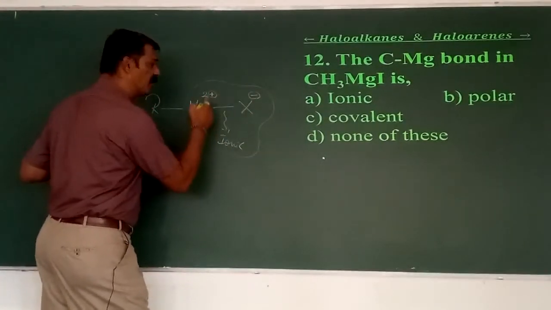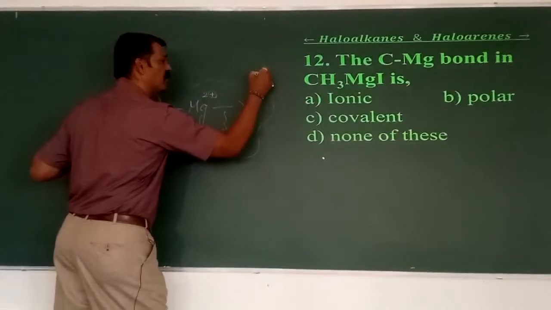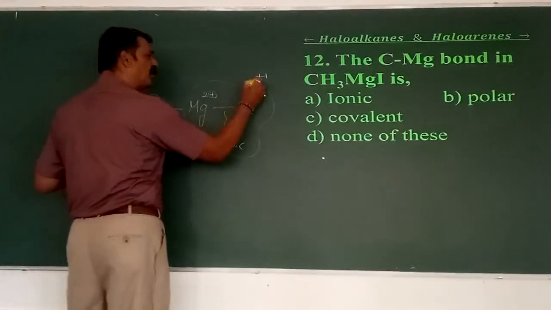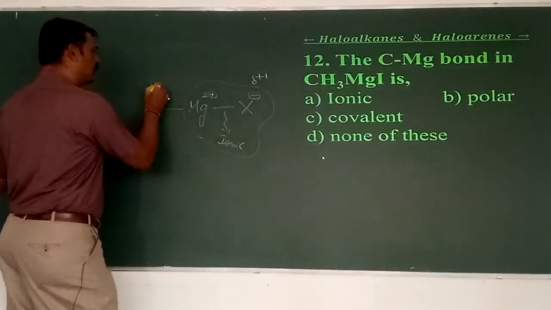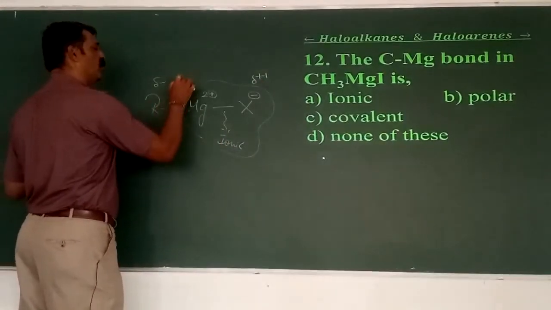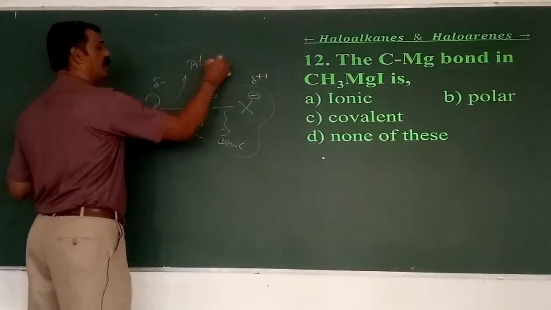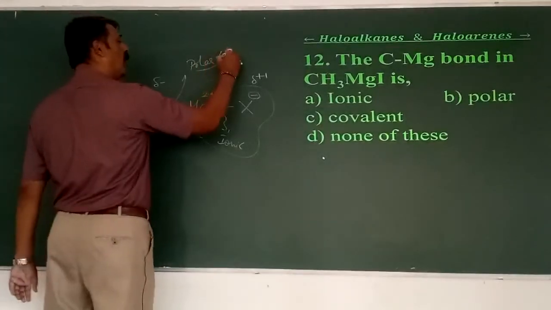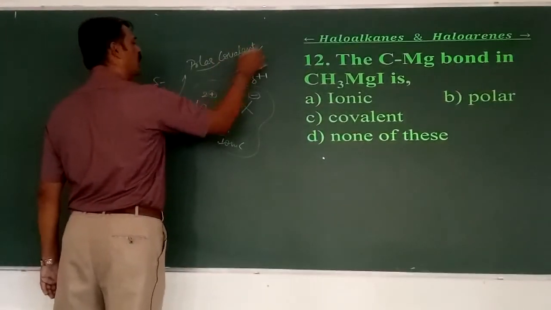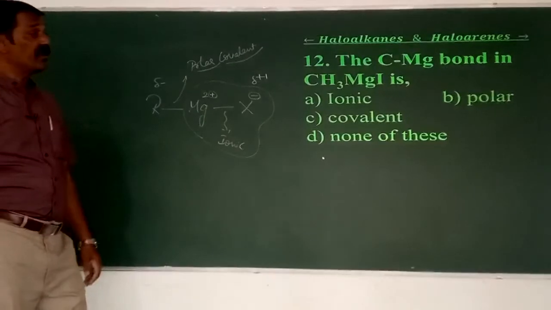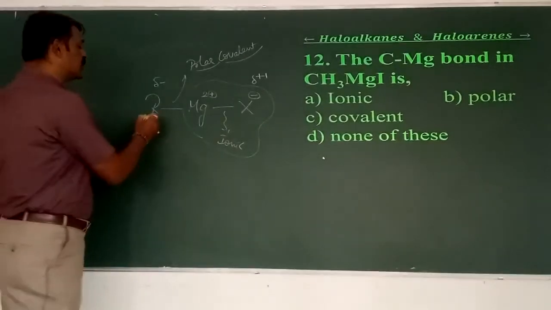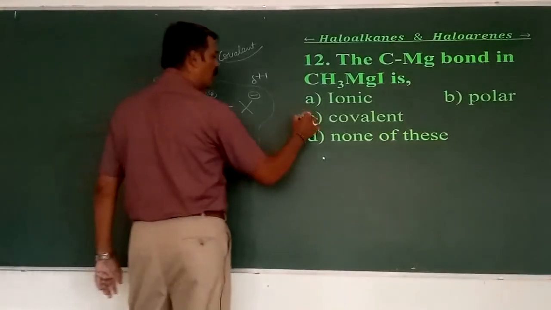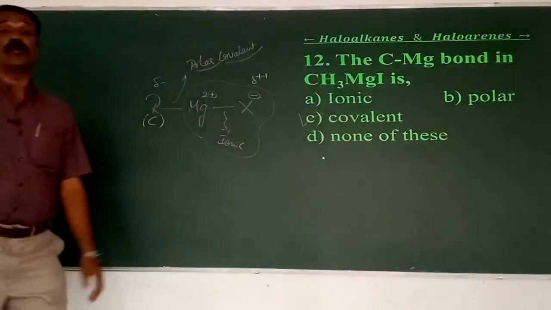What's the sum of the charges here? Plus 2 minus 1, here it is going to be plus 1, I think. But here, this with this is going to be delta plus. Therefore, this is delta minus. Therefore, it is going to be polar. Preferably polar, not ionic. Here it is the covalent nature. But here the bond between C and Mg refers to which one? Polar covalent bond, or in general it is called the covalent bond.